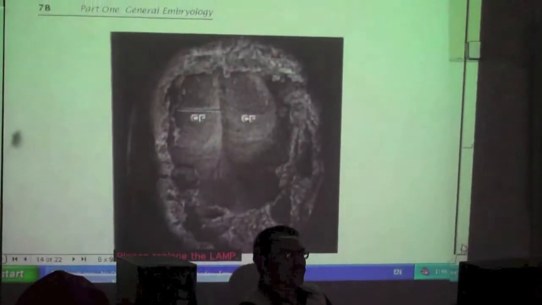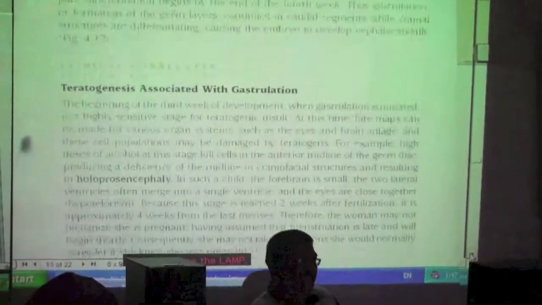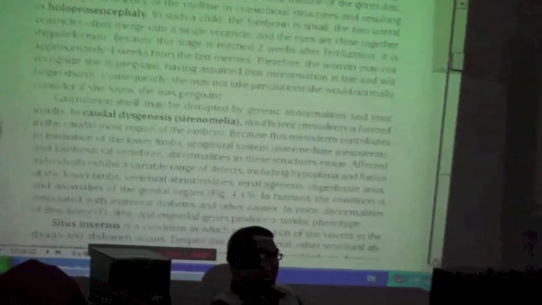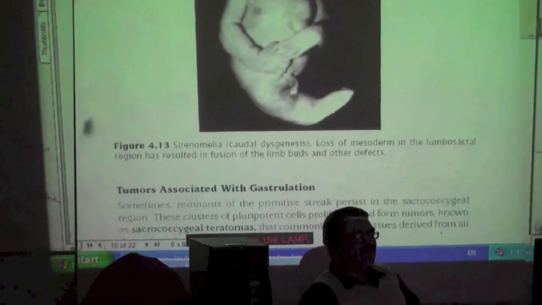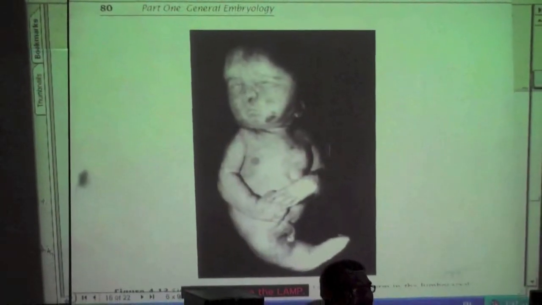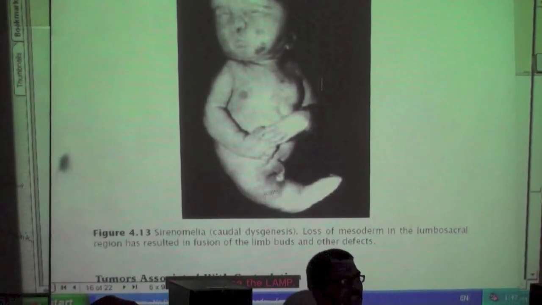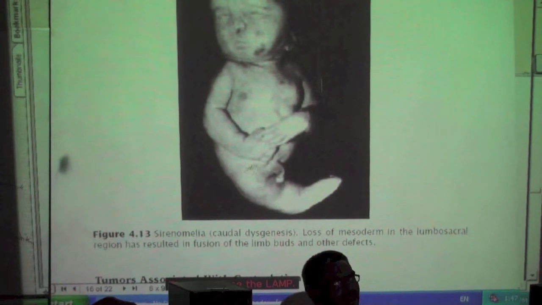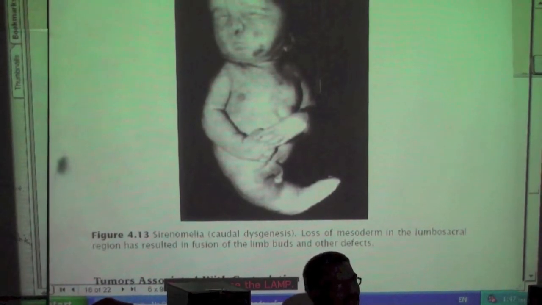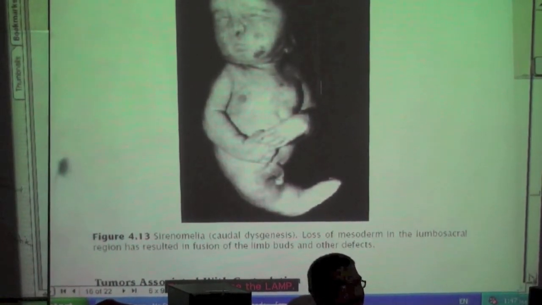So the neural tube formation also begins in the third week, and the notochord formation takes place in the third week. And simultaneously, this is a congenital condition called, I believe, sirenomelia. You can see the lower half of the body does not form because of loss of the mesoderm and other defects. This is a congenital anomaly.